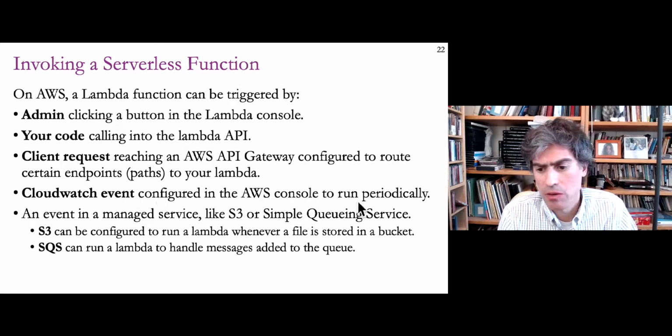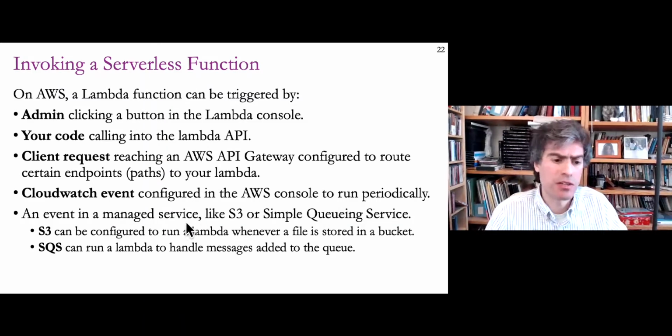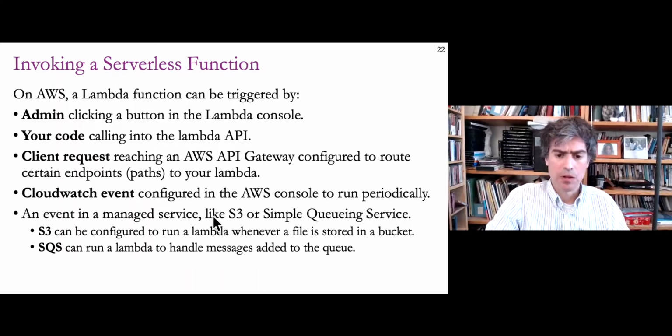This is a way to, for example, if you want something to happen periodically, you can create a CloudWatch event, kind of like a cron job, in the cloud to invoke that Lambda function with a certain schedule. You also can have some of the managed services on Amazon Web Services, like S3 or SQS. You can configure them to trigger Lambdas when certain things happen.